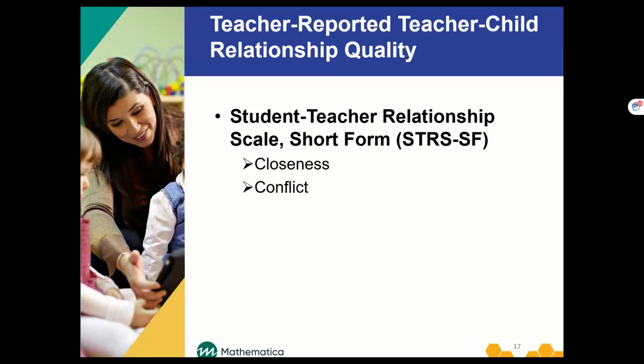We also use the teacher-reported STRS to assess teachers' perceptions of their relationships with the individual children sampled in the classroom. The STRS includes 2 subscales, closeness and conflict. The closeness subscale measures the extent to which a teacher feels that his or her relationship with a child is characterized by warmth, affection, and open communication. The conflict subscale assesses the degree to which a teacher feels that his or her relationship with a particular child is characterized by negativity.